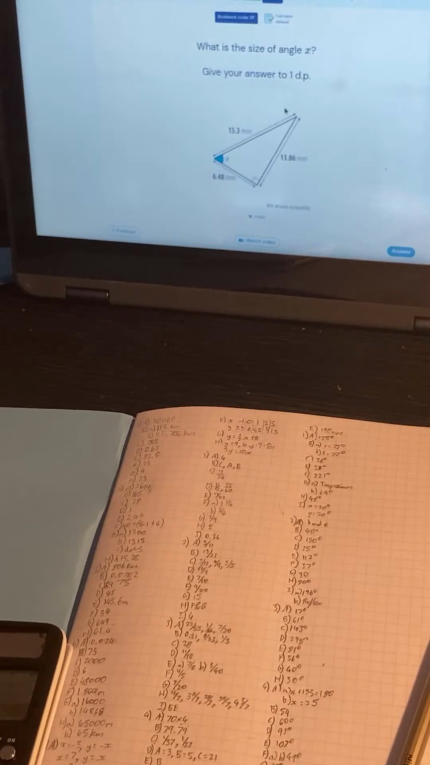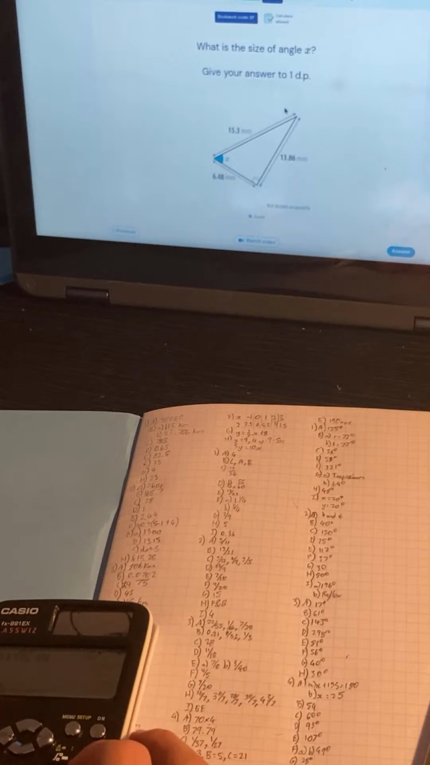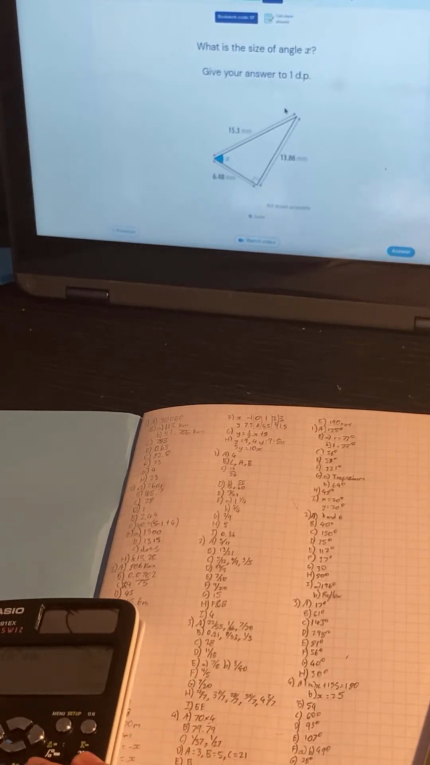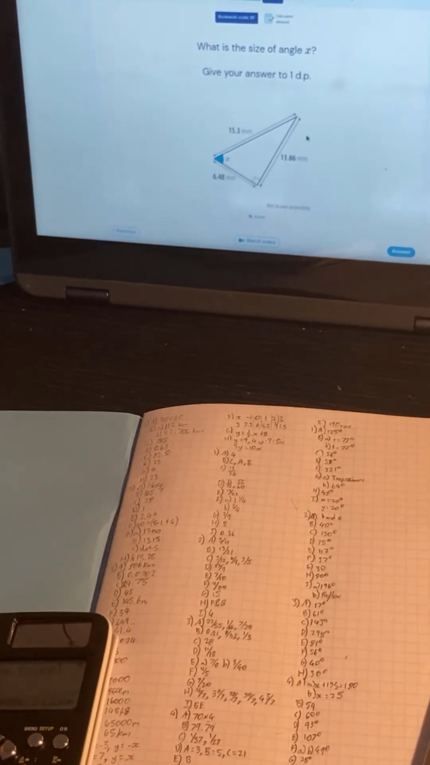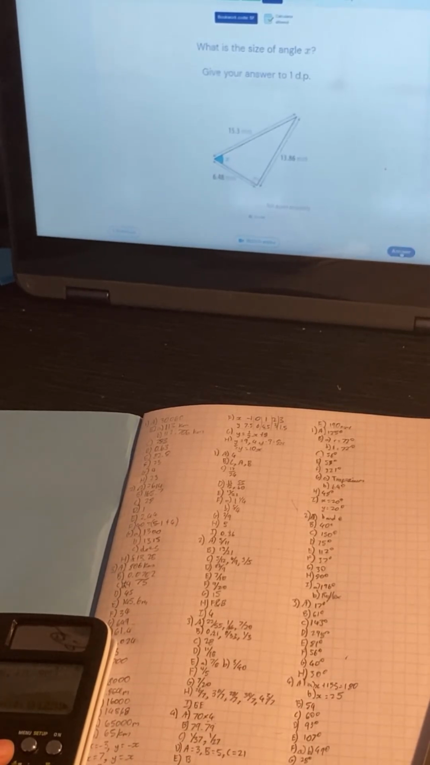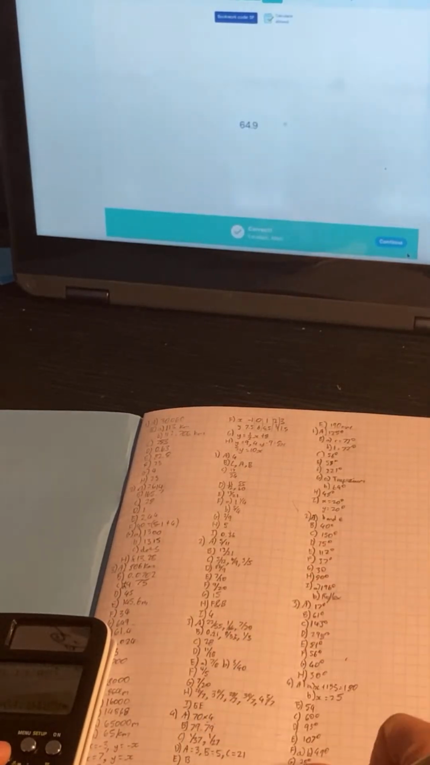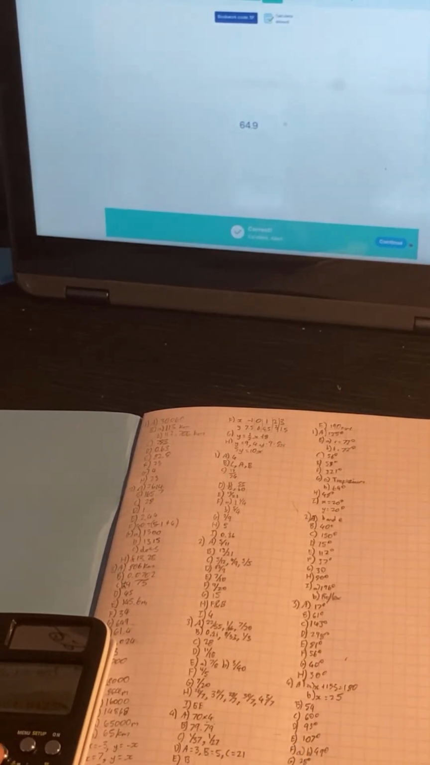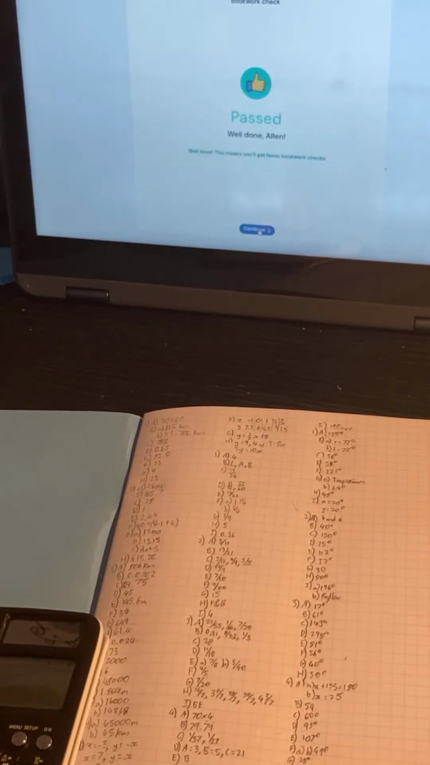Let's use polar. Where's the comma? You know, you thought I was going to use a trig function. No, I'm going to use the polar function of my calculator. 64.9. Haha. G. 5E. 0.82. G.